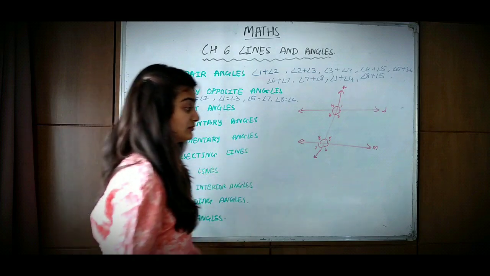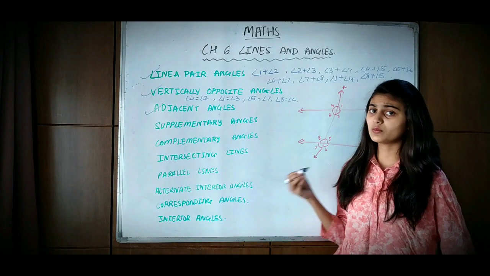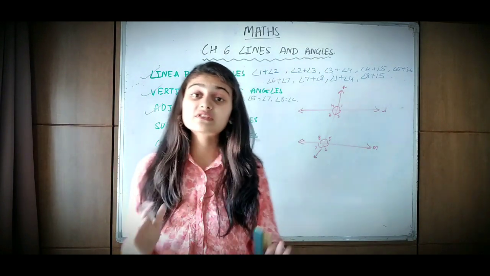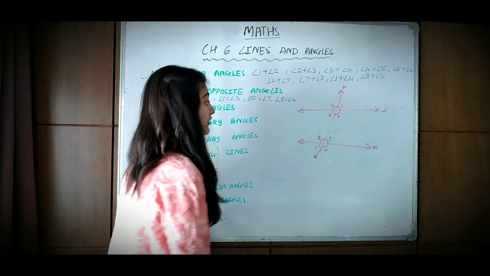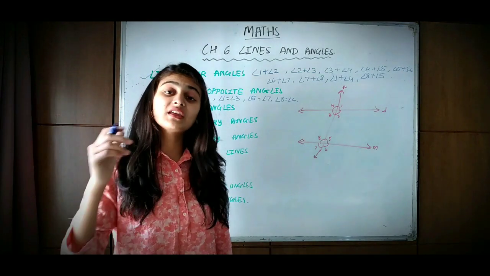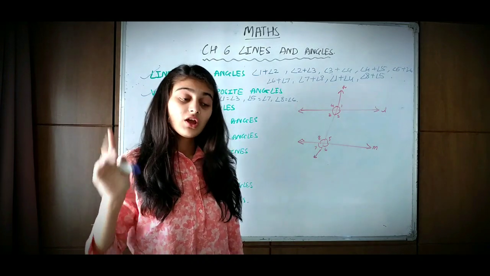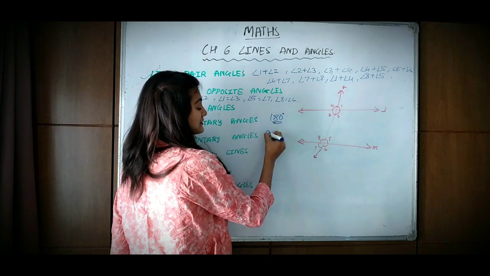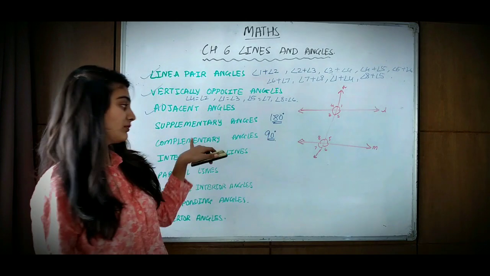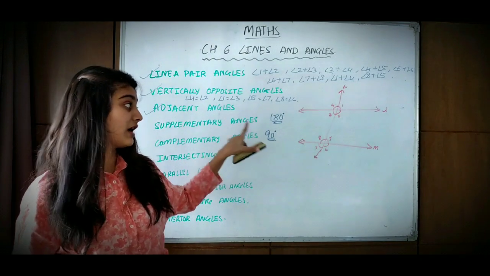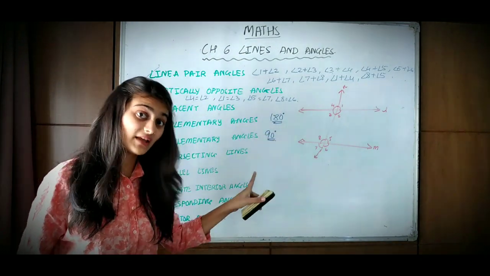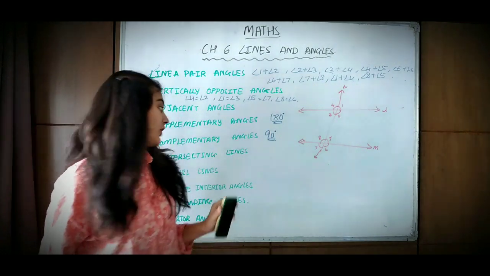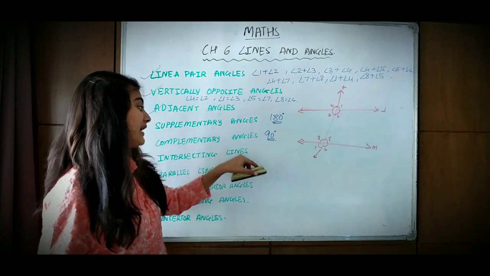Then supplementary angles. Now what does supplementary angle mean? If any two angles' sum is 180 degrees, they are known as supplementary angles. Two angles forming 180 degrees are known as supplementary angles, and two angles forming 90 degrees are known as complementary angles.